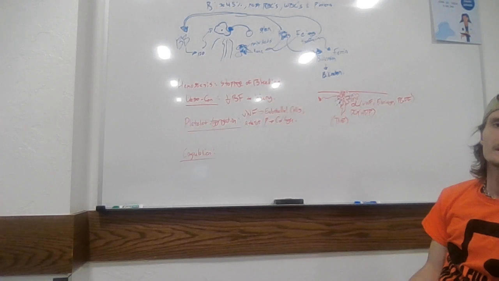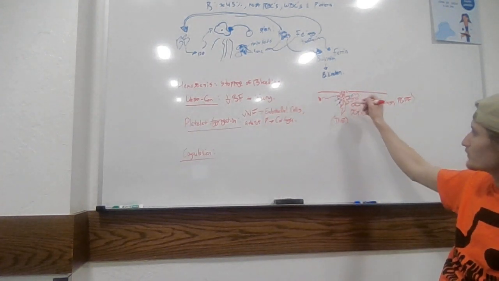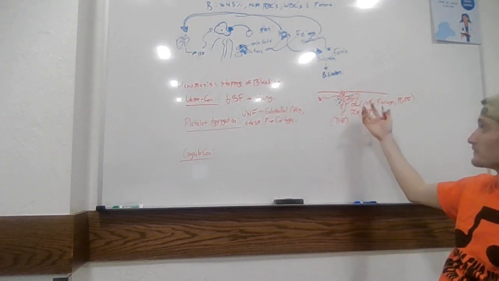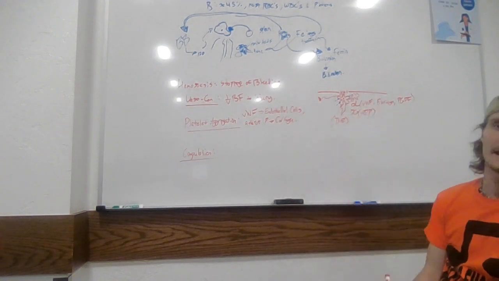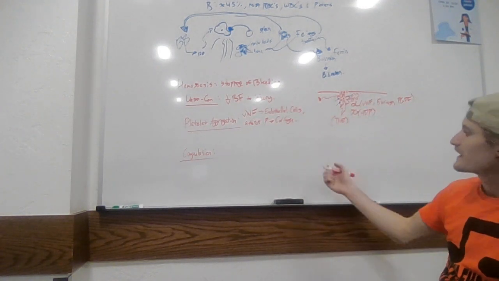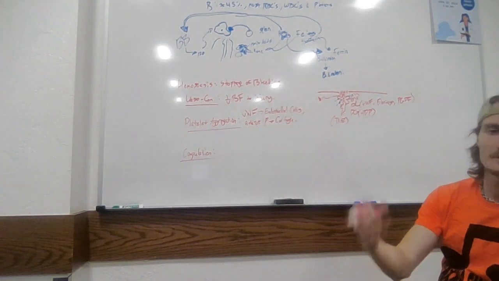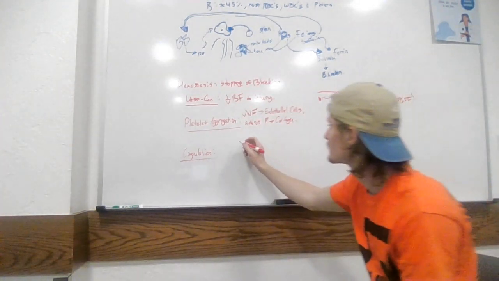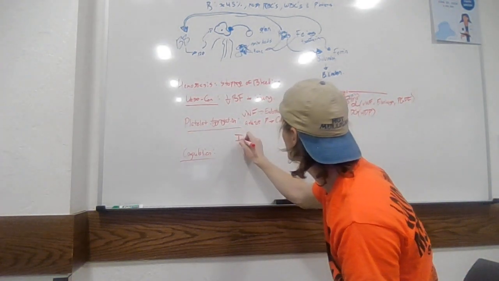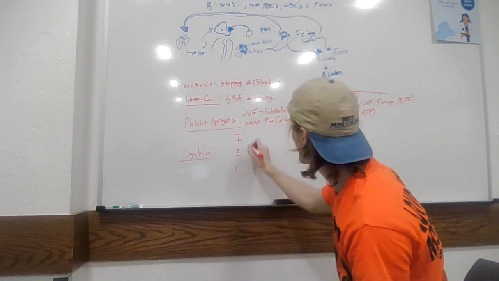And then it'll just start linking more and more platelets, and pretty soon this is when the coagulation cascade starts. And now for coagulation, there's going to be 3 different ways for coagulation. There's going to be intrinsic, extrinsic, and common.